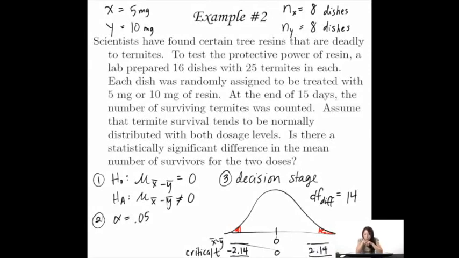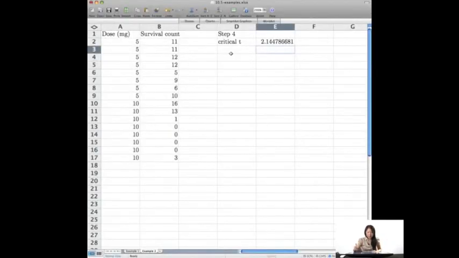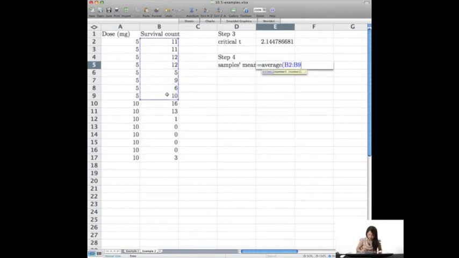Great. So from here, we can go on to looking at our actual sample. I've run out of room there, so I'm going to do most of it here. This is actually step 3, part of our decision stage. So step 4 is now talking about the sample. It would help to find the sample's mean difference. That's going to be the average of x minus the average of y.